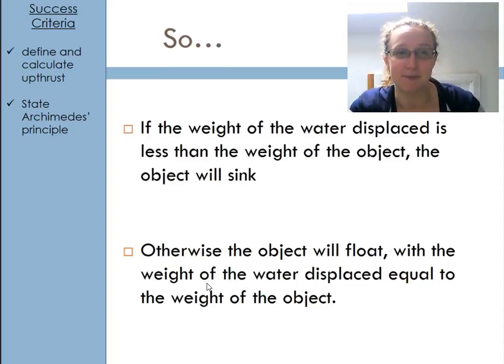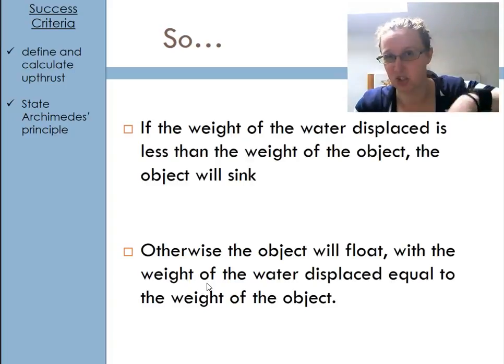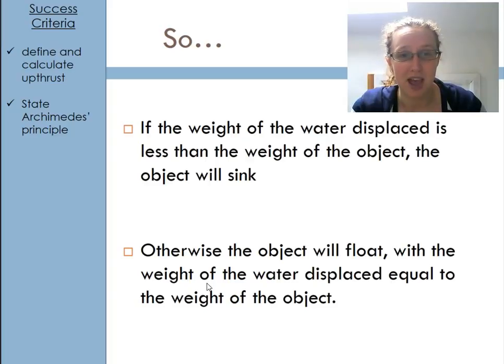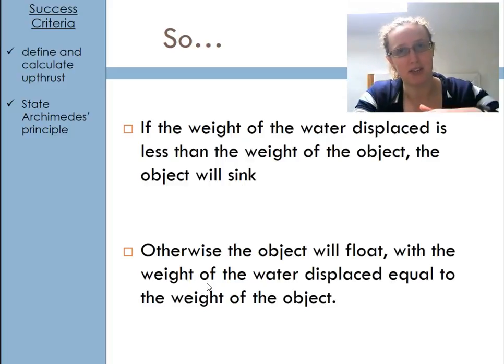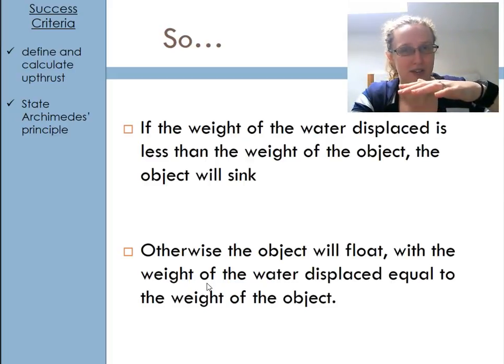Basically what we're saying is that if the weight of the water displaced is less than the weight of the object, the object will sink, because that upthrust will be smaller than the weight of the object, so it will sink slowly, most likely. Otherwise, the object floats, because the weight of the water displaced could be equal to the weight of the object. It's never going to be more than, because it would just push it up until the volume displaced means that the amount is the same as the weight going down, so you're never going to get more.